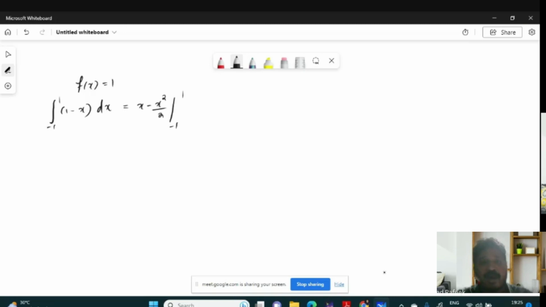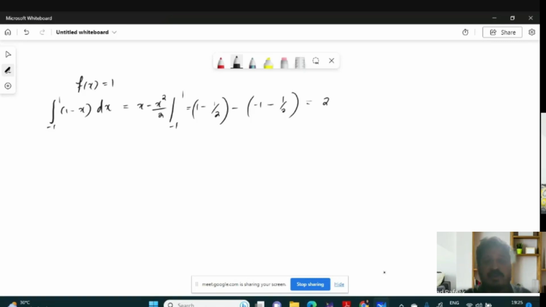If you give 1 minus 1 by 2 minus minus 1 minus 1 whole square is 1 by 2 only. So finally you will get 1 minus 1 is 2 minus 1 by 2 becomes 0. So 2 is your answer.